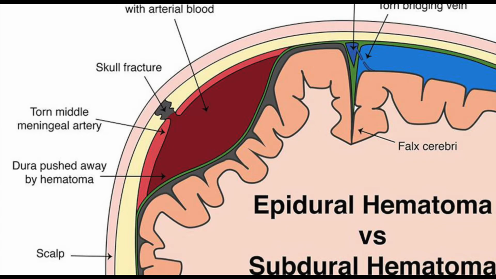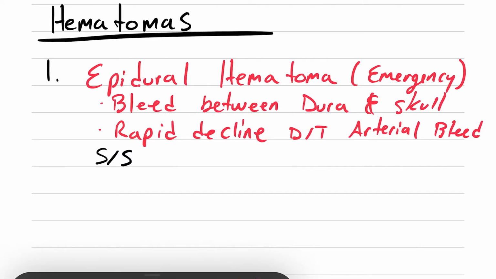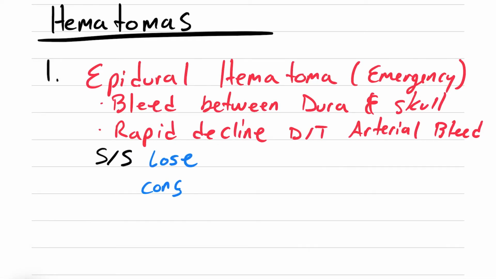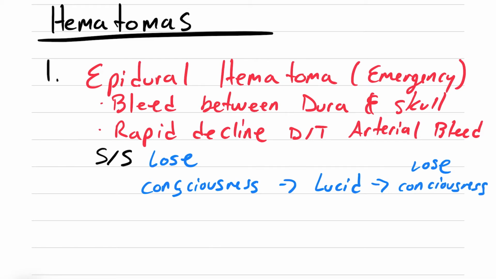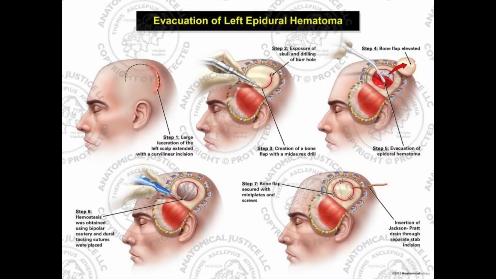The classic signs and symptoms for epidural hematoma is going to be initial loss of consciousness, followed by a lucid period where the patient can wake up and be alert, followed by a decline in consciousness again. This is an emergency, and it's very important we get the patient to get a craniotomy. This is a surgical procedure that involves opening up the skull to remove the hematoma that's there.